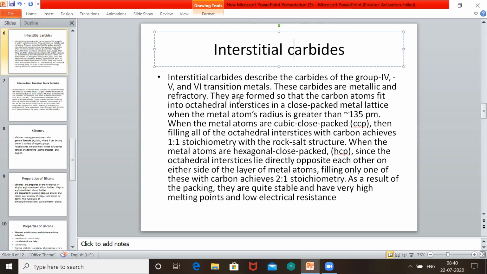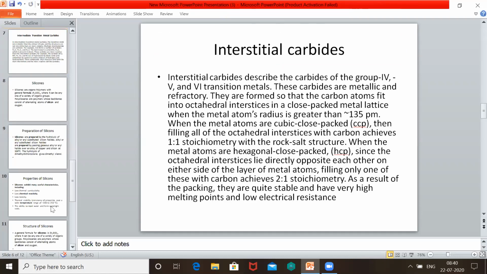metallic and refractory. They are formed so that the carbon atom fits into octahedral interstices, in a close-packed metallic lattice. That means when the atomic radius is greater than 135 ppm, the carbon atom gets into the space in between two atoms of metal and forms interstitial carbide. So there is nothing more to worry about in this, that is interstitial carbides.